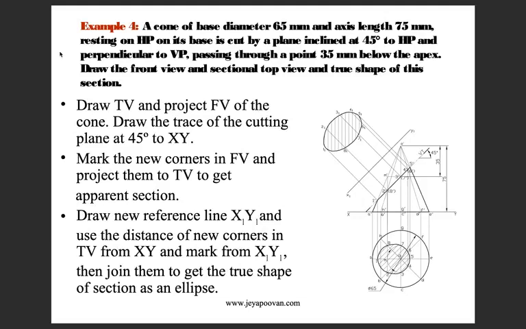Draw the top view and project the front view of the cone. Draw the trace of the cutting plane at 45 degrees to XY. Mark the new corners in the front view and project them to the top view to get the apparent section. Draw the new reference line x1, y1 and use the distance of new corners in the top view from XY and mark from x1, y1. Then join them to get the true shape of the section as an ellipse.